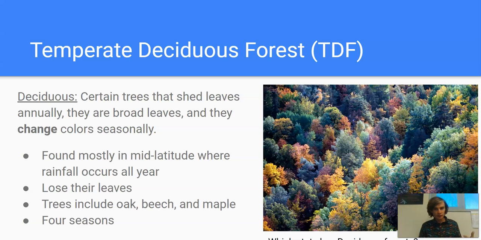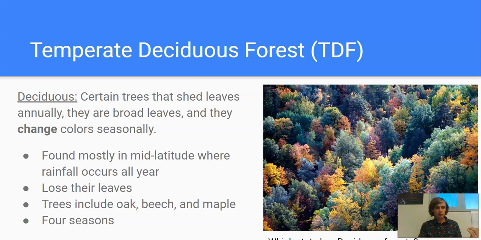An example of this would be the aspen trees that you can see if you go up high in the mountains in Colorado. They are often found in a latitude area climate where rainfall occurs all year. So even though in the summer we don't have a lot of rain, this year we didn't have a lot of rain, we usually have rain in the summer times all year, and so we have deciduous forests in Colorado.